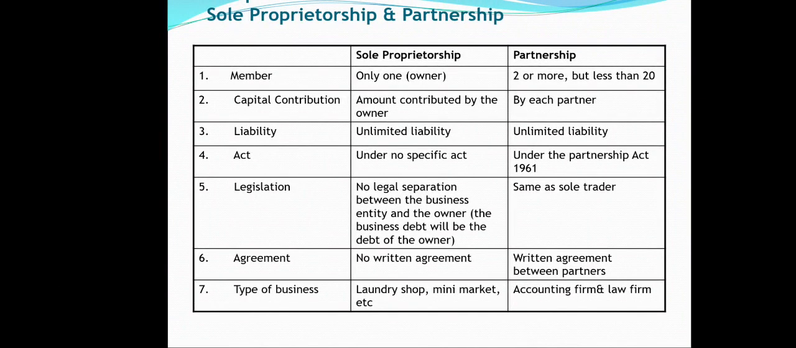Okay, in Malaysia, for a sole proprietorship, there is no specific law or act related to a sole proprietorship, but for partnership, we have Partnership Act 1961.